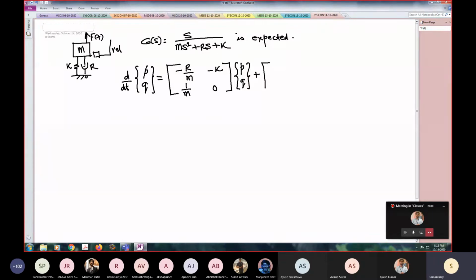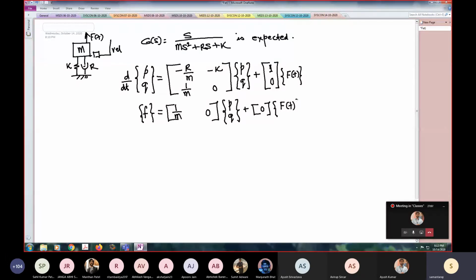Plus the B matrix will be 0, 1, with F(t), which is our source of effort. And we will have one output, some flow. The C matrix will be 1 by m, 0, times p, q, plus the D matrix, which is 0 for this case, times F(t).